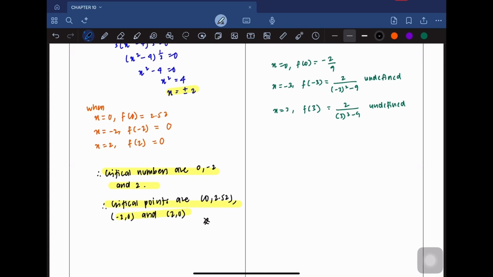Okay, so don't forget to make conclusion. So the critical point is only one, which is 0, -2 over 9. Okay, settle.